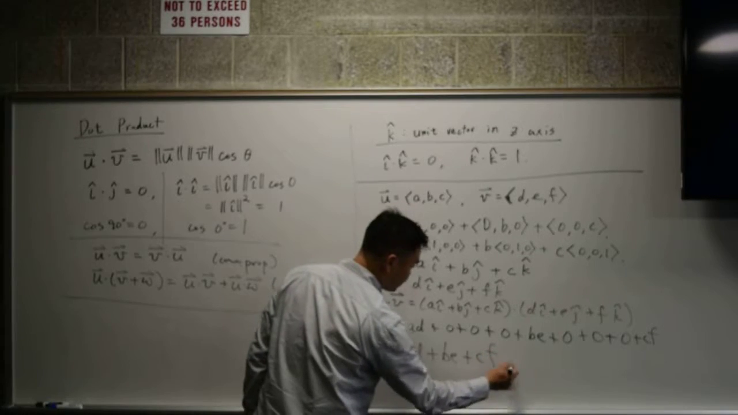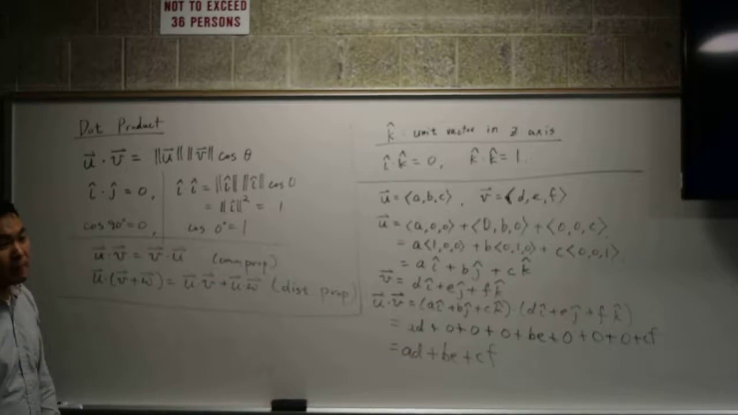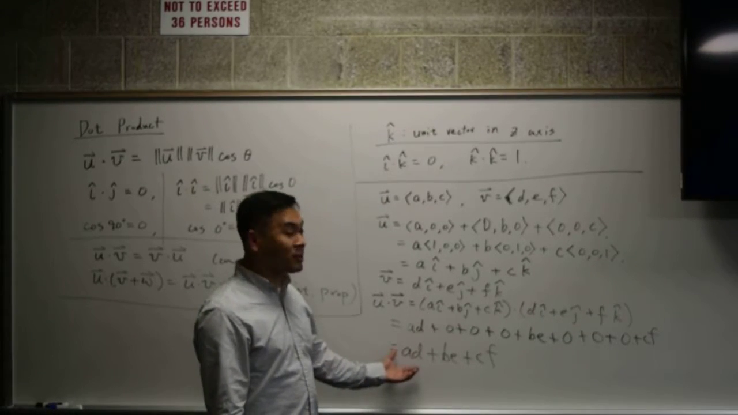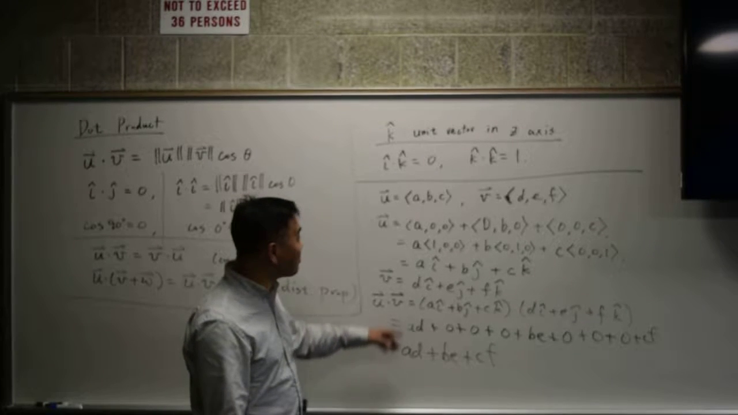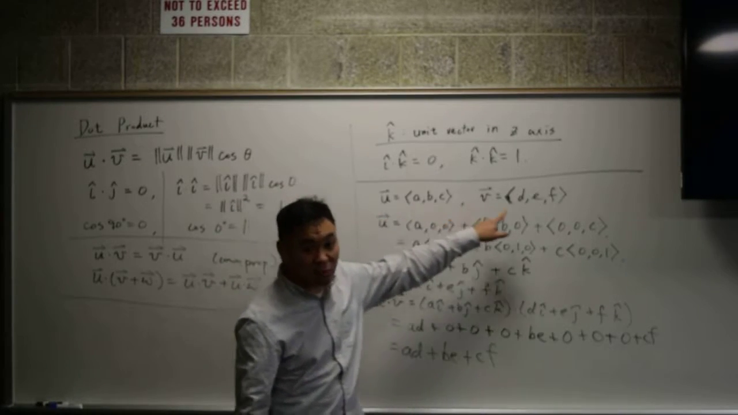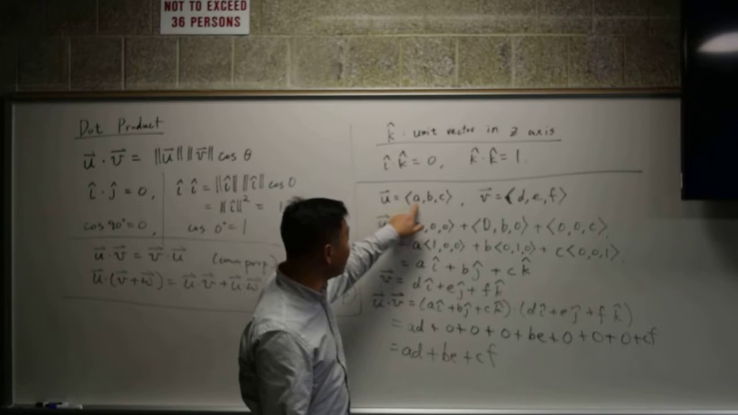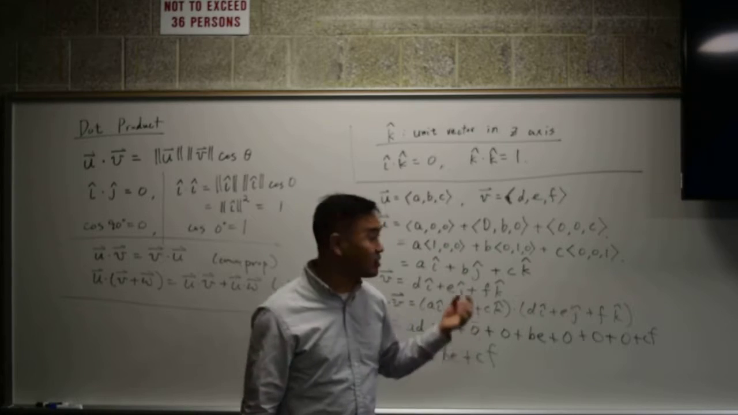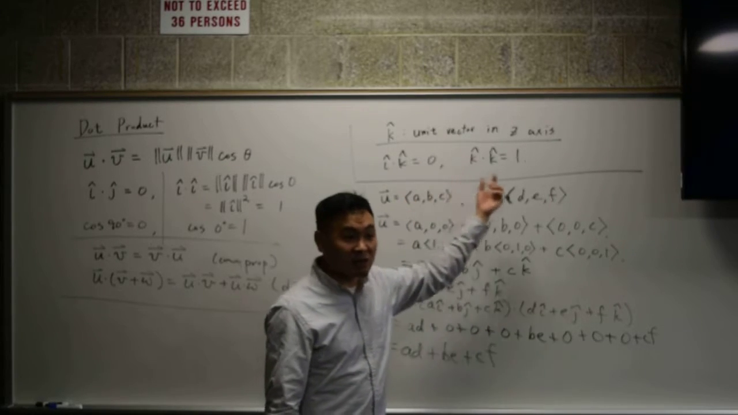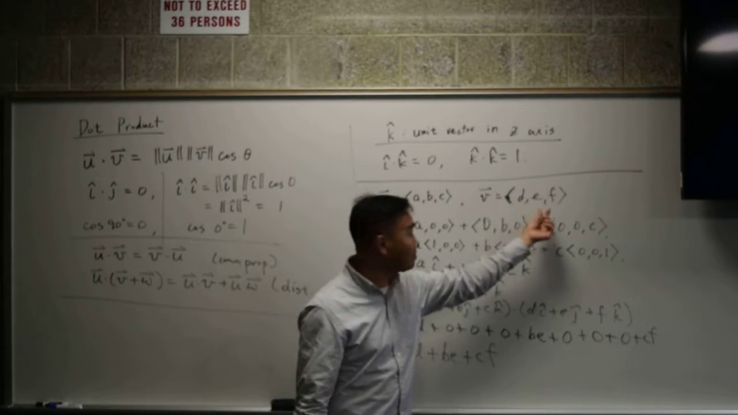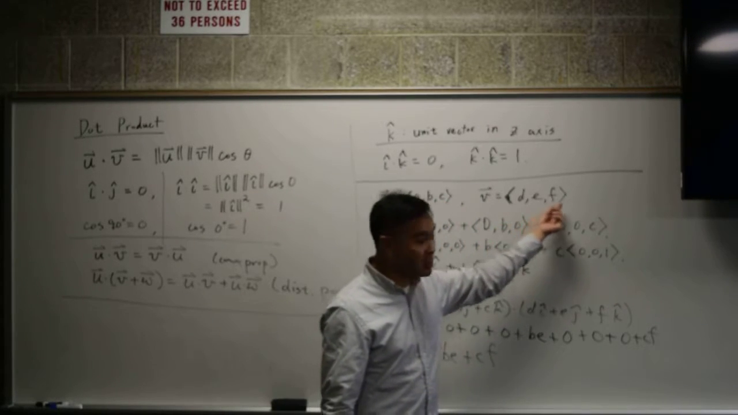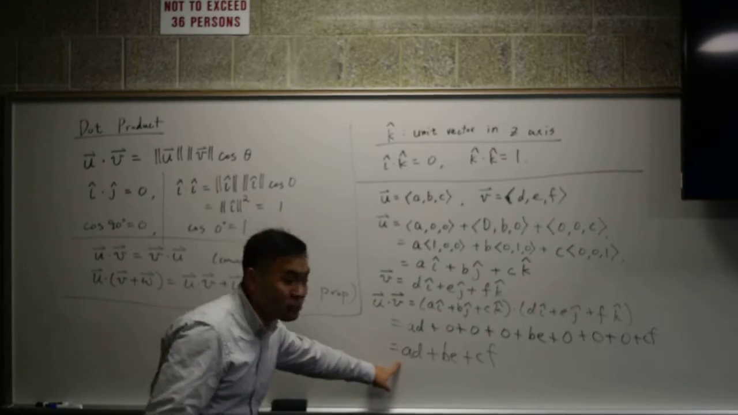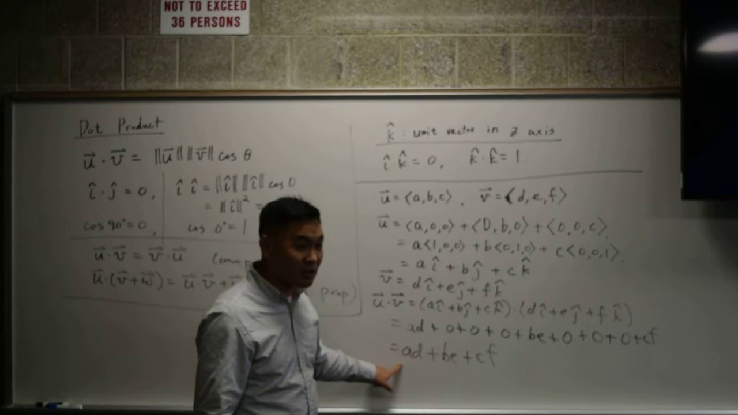And therefore, we get the formula AD plus BE plus CF. Okay. So we derive the formula, but if you just look at the formula, it's very easy to remember. What's the dot product of two vectors if they are given in coordinate form? You simply take the pairwise product of corresponding components. So x component times x component, y component by y component, z component by z component, and you add them up. That's how you get the dot product. That's what this formula is saying. Okay, is that good?